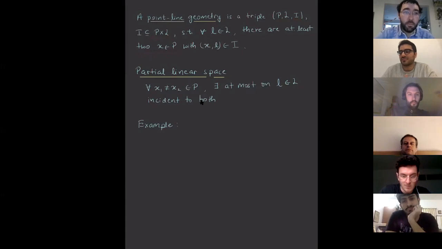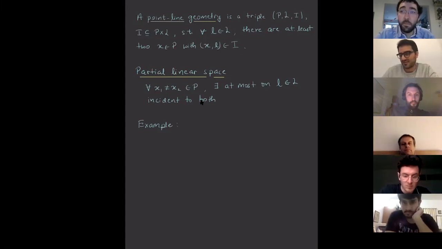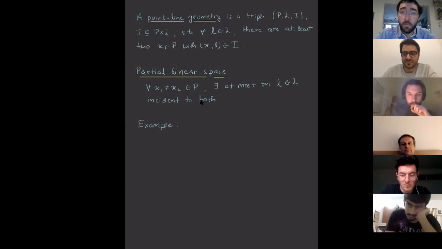So there is some sort of distinction between what lines are and what points are, right? Because each line has at least 2 points. You can't identify lines by points. That's essentially what we want. It's a very broad concept, and we will focus on a specific kind of point line geometries, which are known as partial linear spaces.